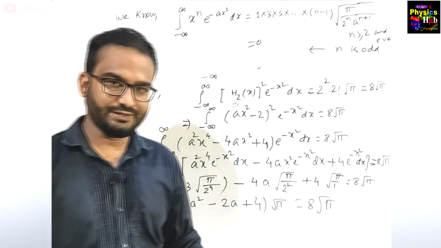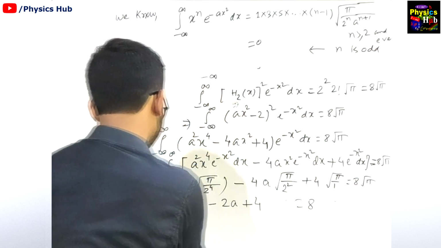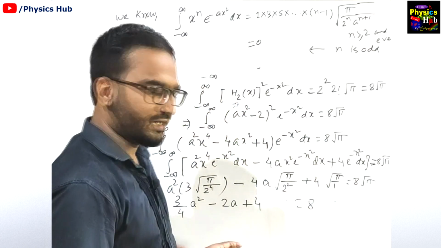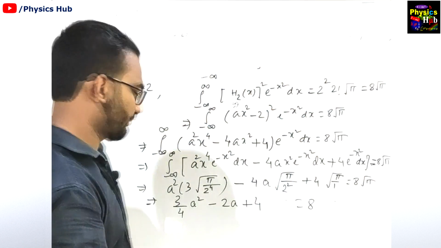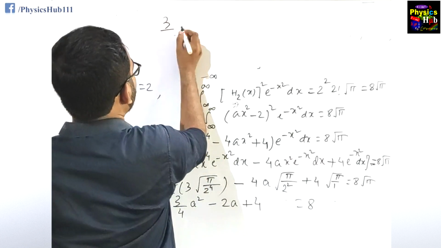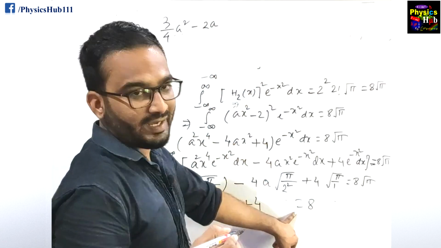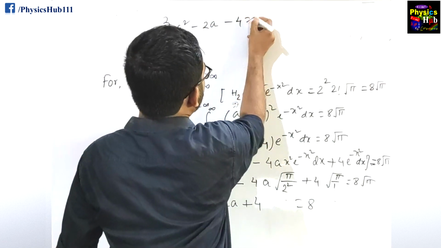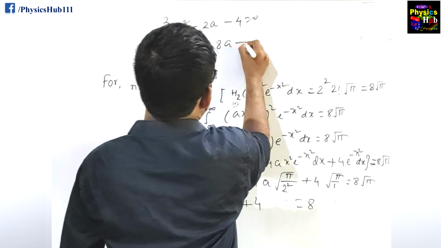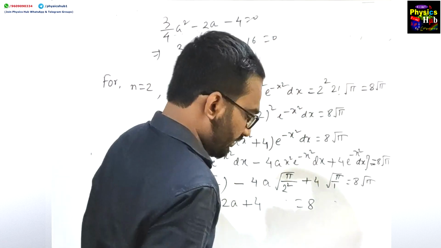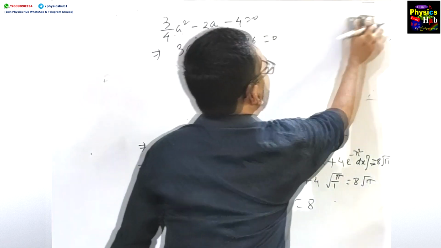Is that fine? Now we can omit this root pi from both sides. Now we are getting a quadratic equation. Let me just write it here. The quadratic equation is written in this way: 3 by 4 a squared minus 2a plus 4 minus 8, which is minus 4, equals 0, and this becomes 3a squared minus 8a minus 16 equals 0. This will give you two values of a.